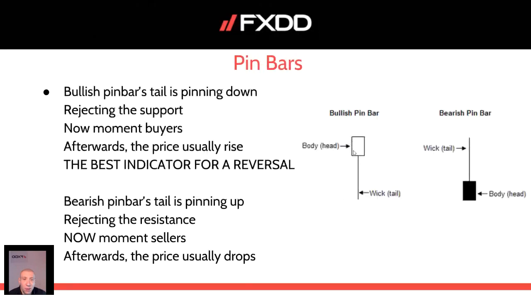For example, here we see a classic bullish pin bar, and you see that the wick is bigger than the body. Now, a bullish pin bar's tail is pinning down. It's rejecting from the support. What it indicates, guys, is that if you see a pin bar rejecting support, it means that we see now moment buyers. You don't need any other fancy indicators to tell you that basically buying is taking place.